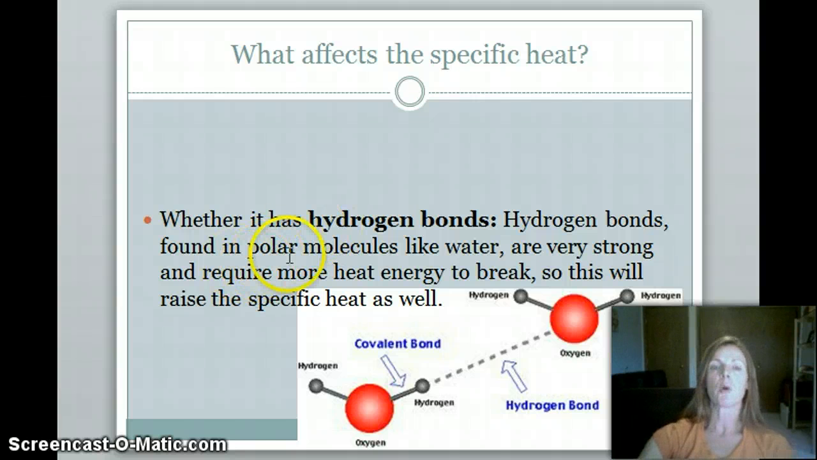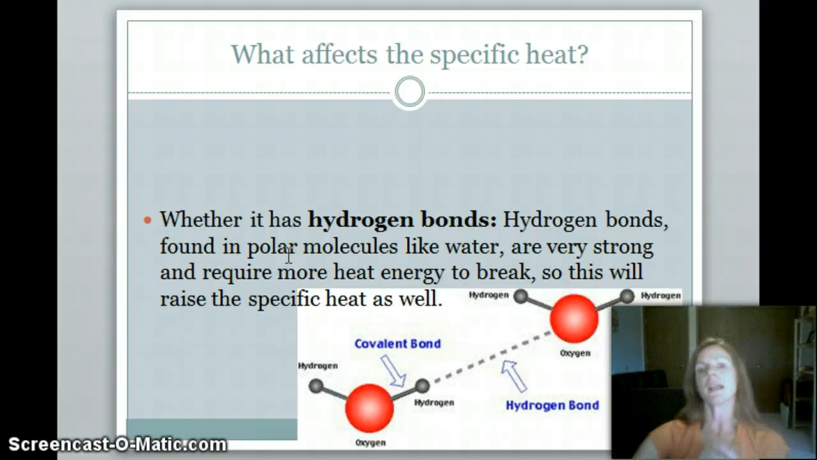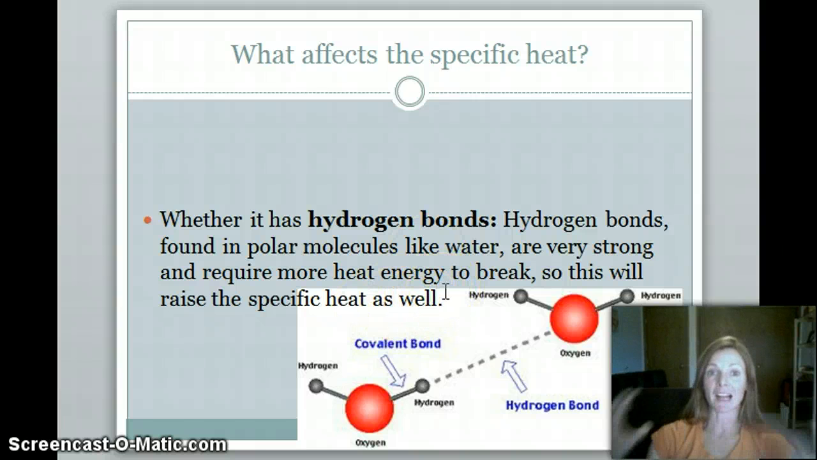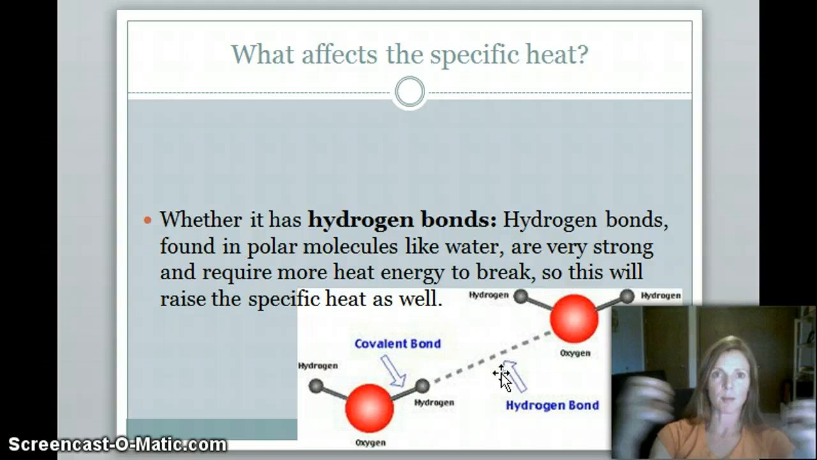Also, whether or not it has hydrogen bonds. Hydrogen bonds are found in polar molecules like water. Remember I told you water has a pretty high specific heat, so it takes a lot of energy to heat that water, but also it's going to maintain that heat more. So anything that has a hydrogen bond, such as water, has these polar molecules. They're very strong, and they require more heat energy to actually break them. So that's going to raise the specific heat. So when you think about that, you have this hydrogen bond, and it takes a lot of energy to actually break it, as opposed to covalent bonds that are in between some of the molecules. So the hydrogen bonds are a lot stronger, harder to break, going to take more energy. Therefore, you have a higher specific heat, okay?